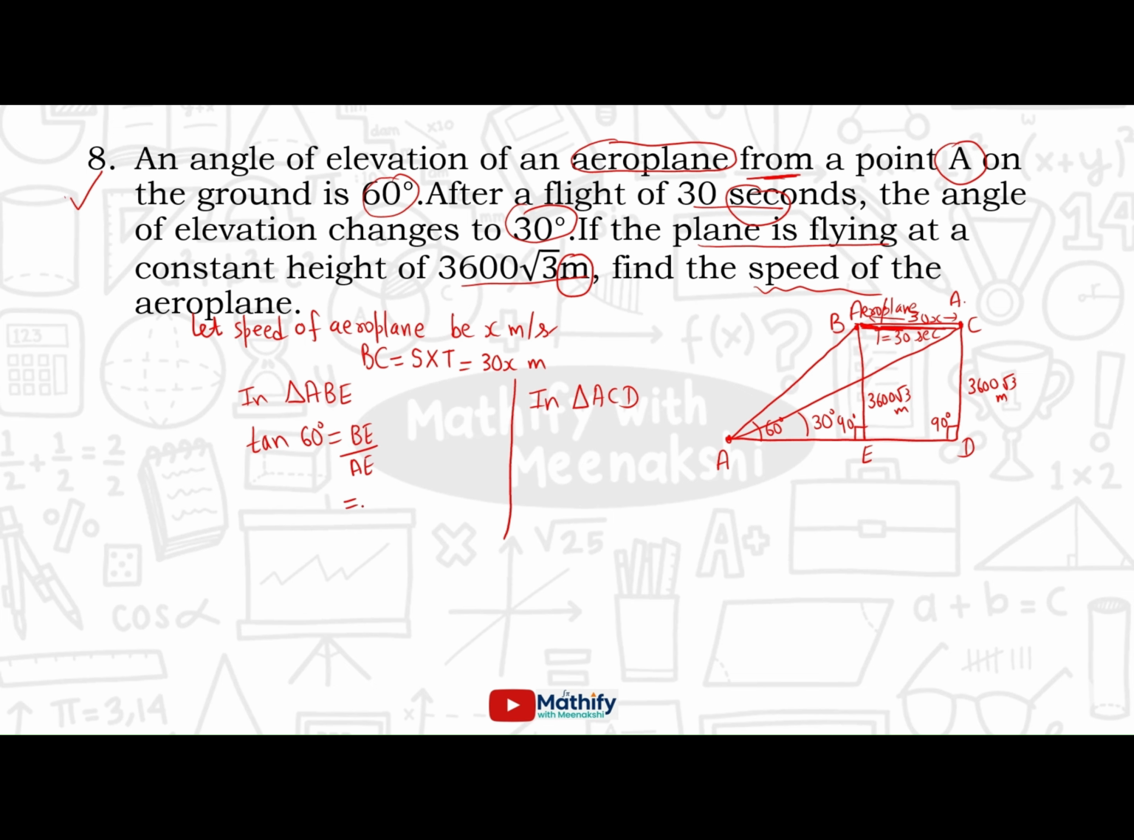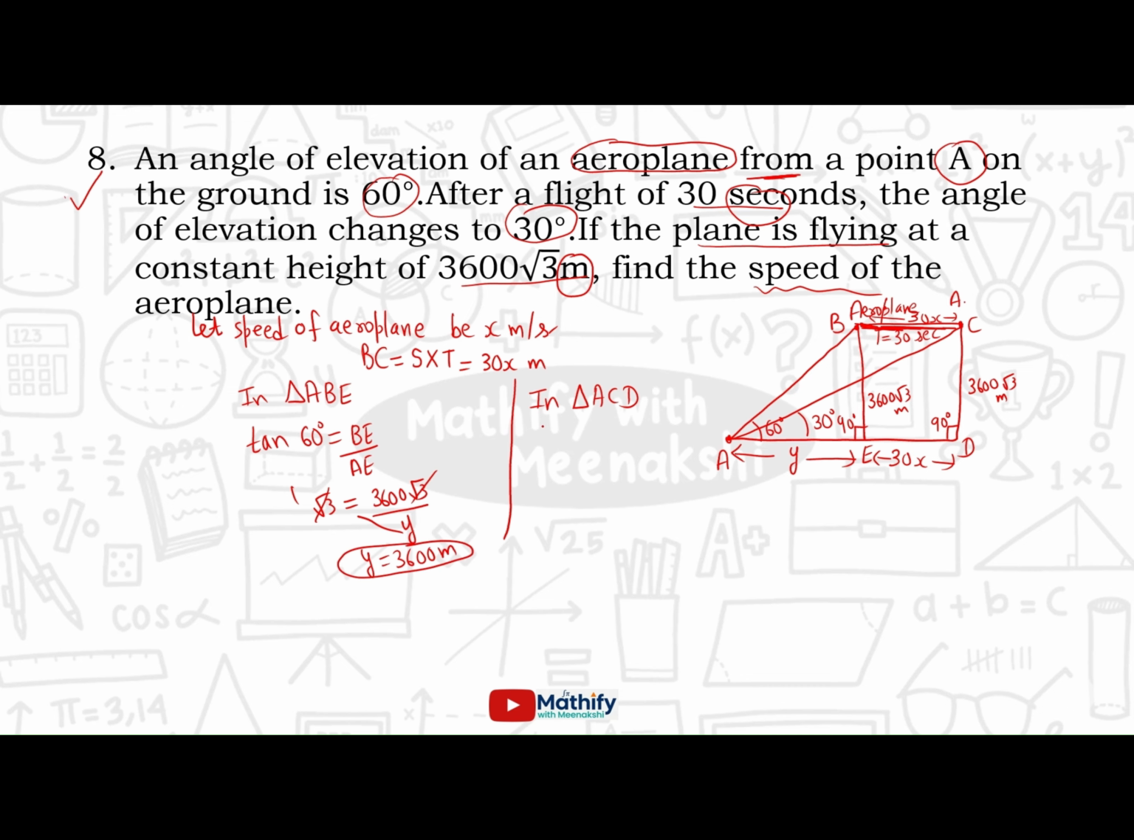Now what is your BE? That's given 3600 root 3. Tan 60 is root 3. What about A? That we don't know. So let's write any variable here. I'm writing y. This is y. And you know BC and ED are equal. So just write here 30x. So A is y. Now you can cut root 3 and root 3. When you will do cross multiplication, we are left with 1. So y is 3600 meter.